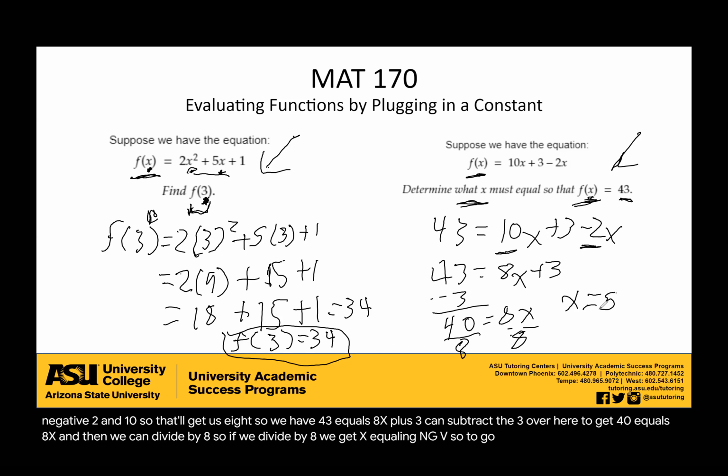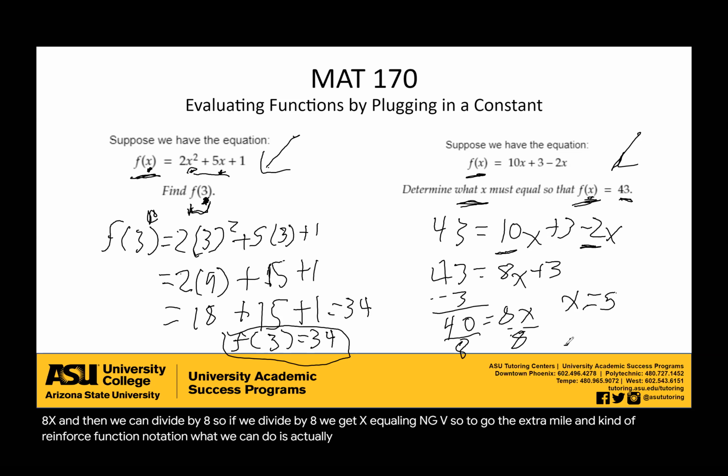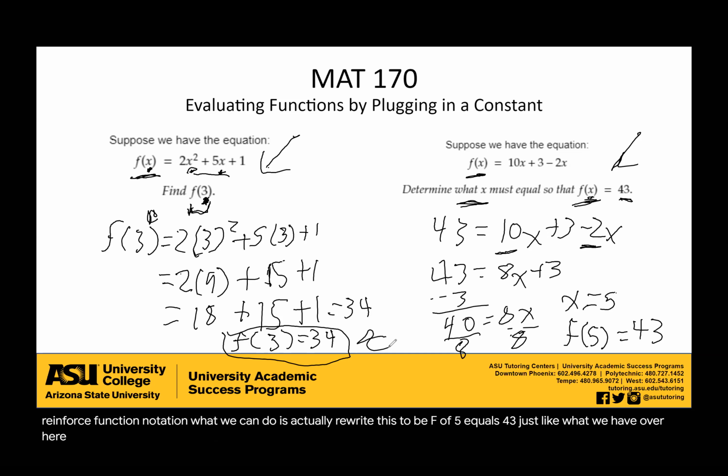To go the extra mile and reinforce function notation, we can rewrite this as f of 5 equals 43, just like what we have over here. So that's function notation in a nutshell, and also plugging in constants to evaluate functions. Hopefully that cleared some things up for you.